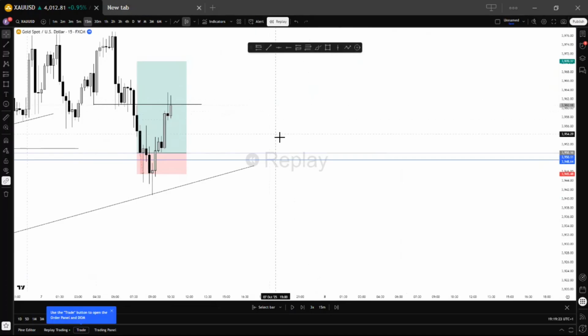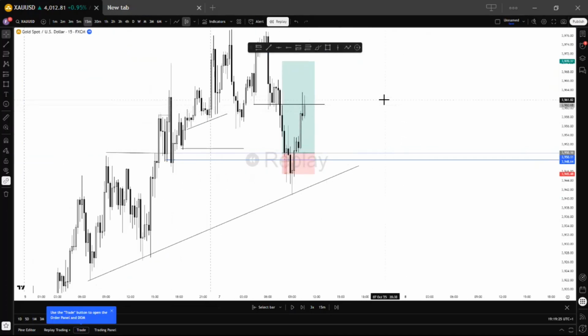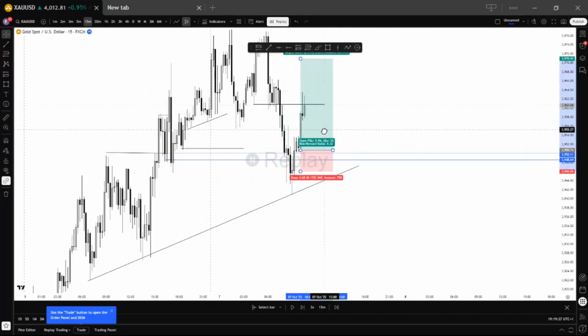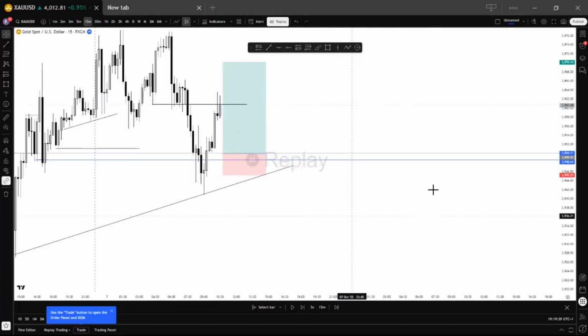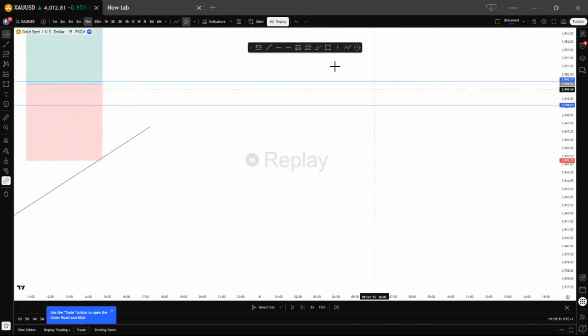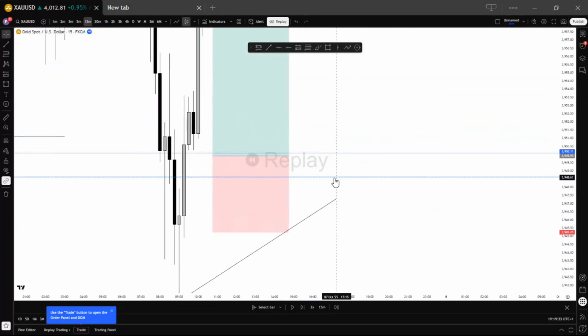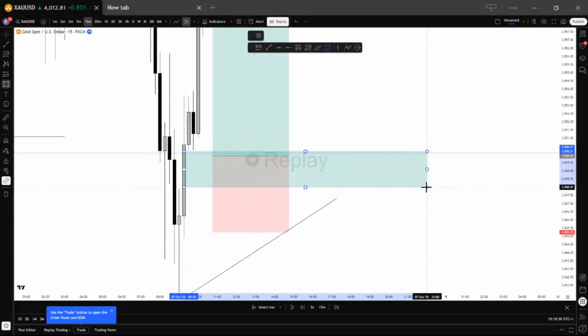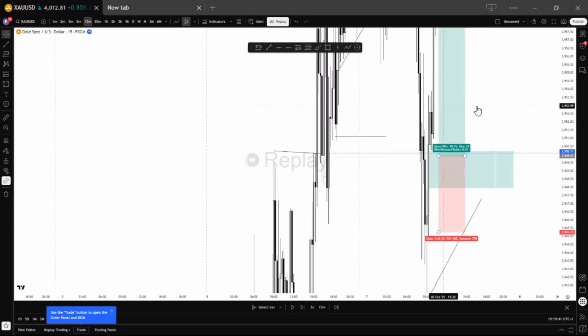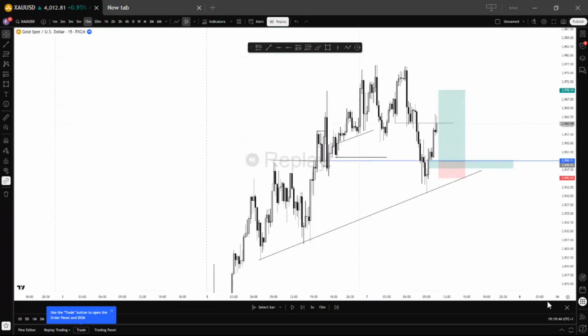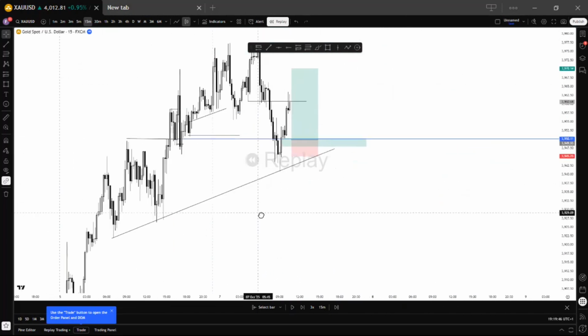So now what do we look out for? We look out for re-entries. And funny enough, this our point of interest is still valid. So I'm going to be taking a re-entry. But why am I just jumping in like that? No. It's simply because I can spot this fair value gap here. So I'm going to be using this fair value gap for my entry here. So let's see what price does.